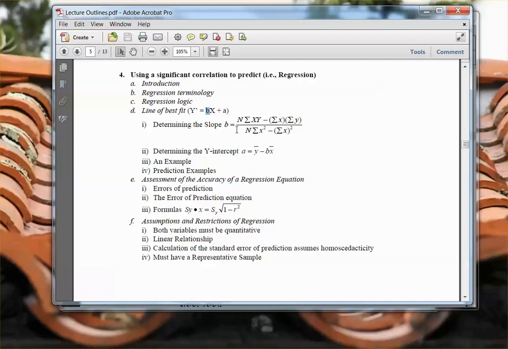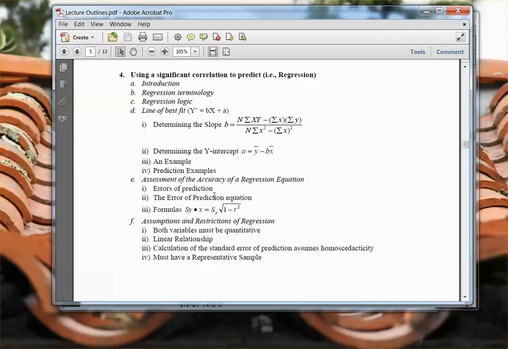We're going to use this statistical equation to determine the slope. Statisticians have already figured out the equation that will give us the slope of the line of best fit. And then a is going to be our y-intercept, and this is our equation to determine a. Basically, once we determine b and a from our data, we can substitute them in, and we can use this line to make some predictions.